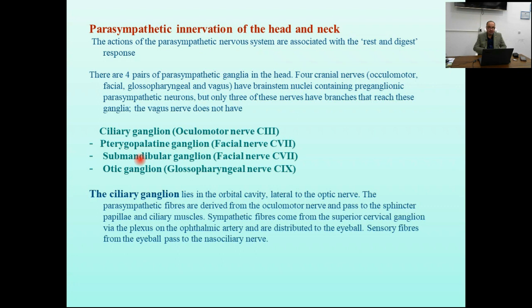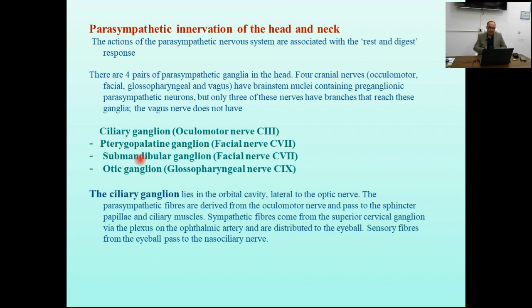There are 4 pairs of parasympathetic ganglia in the head. Four cranial nerves, the oculomotor, facial, glossopharyngeal, and vagus, have brainstem nuclei containing preganglionic parasympathetic neurons. But only 3 of these nerves have branches that reach the ganglia. The vagus nerve does not. The ciliary ganglion goes with the oculomotor nerve, the pterygopalatine ganglion with the facial nerve, the submandibular ganglion with the facial nerve, and the otic ganglion with the glossopharyngeal nerve.